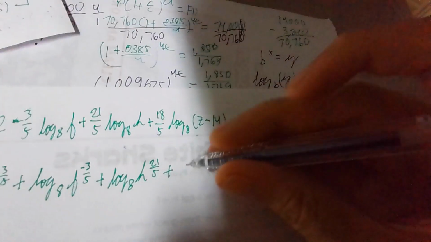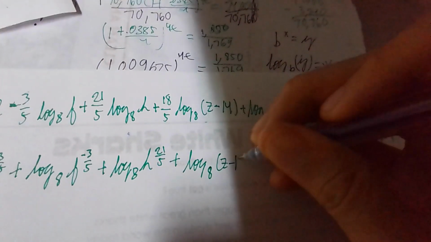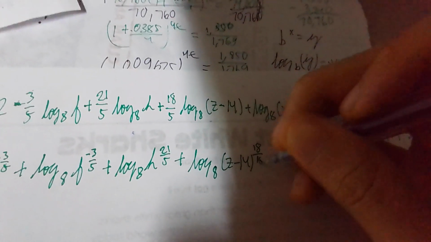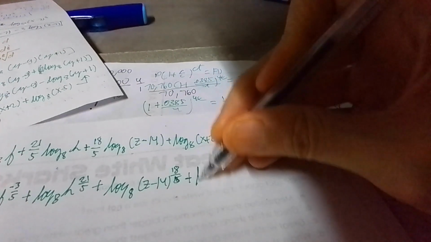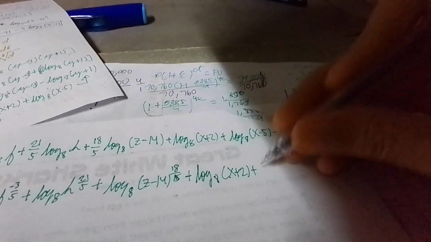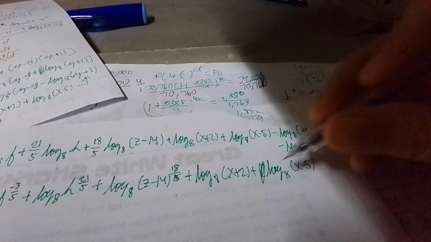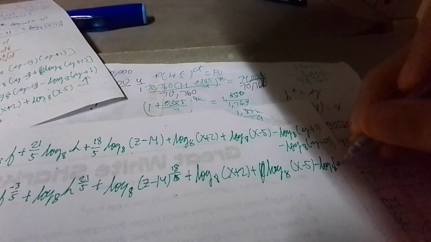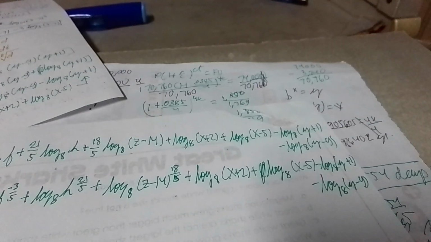And then we have log base 8 of z minus 14 that's being raised to the 18 over 5th power. And then we have log base 8 of x plus 2 plus log base 8 of x minus 5 minus log base 8 of y minus 1, y plus 1 pala, minus log base 8 of y minus 9. Now, that's already written in simplified form.